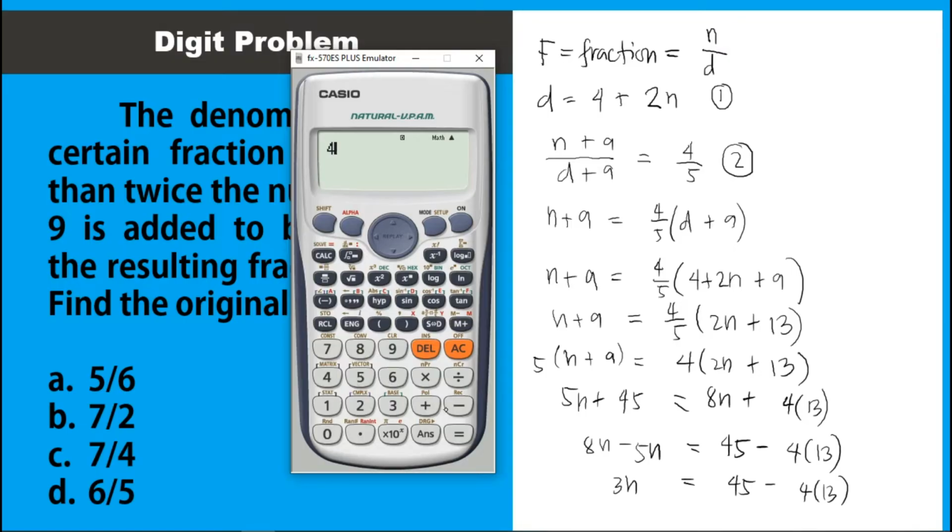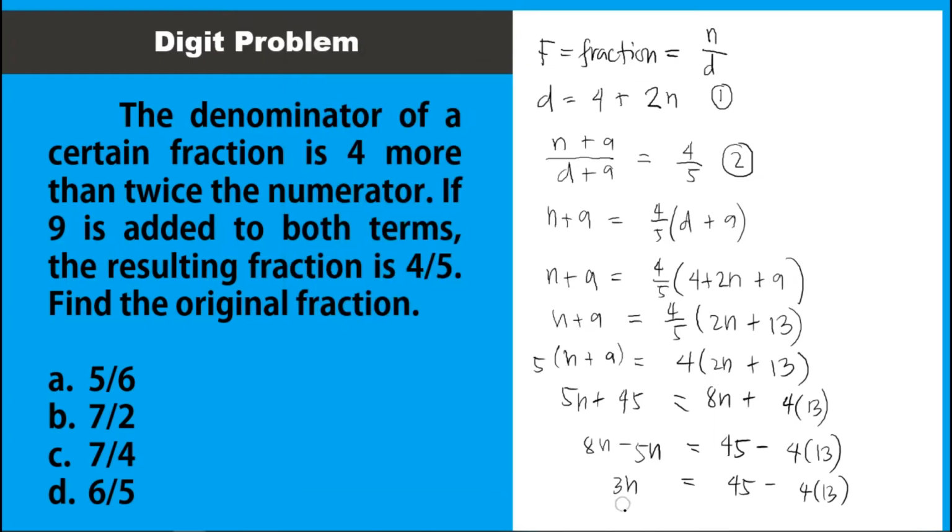You have 45 minus 4 times 13, so that is negative 7. Divided by 3, so we have n as negative 7 thirds. From the first equation, we can substitute the value of n.